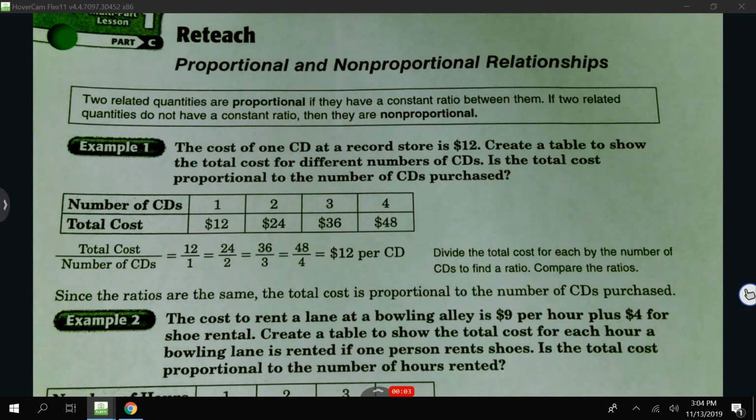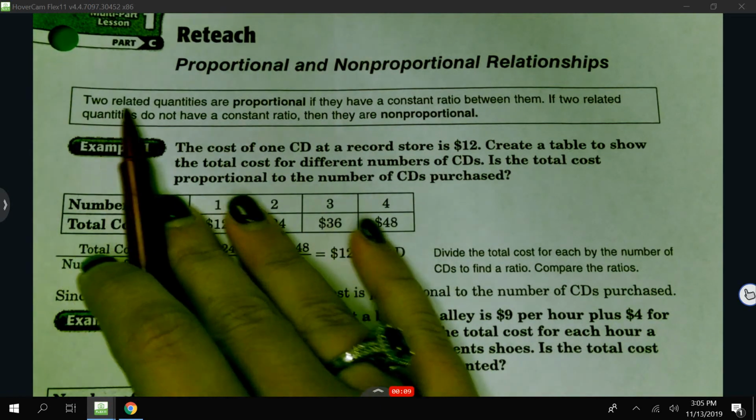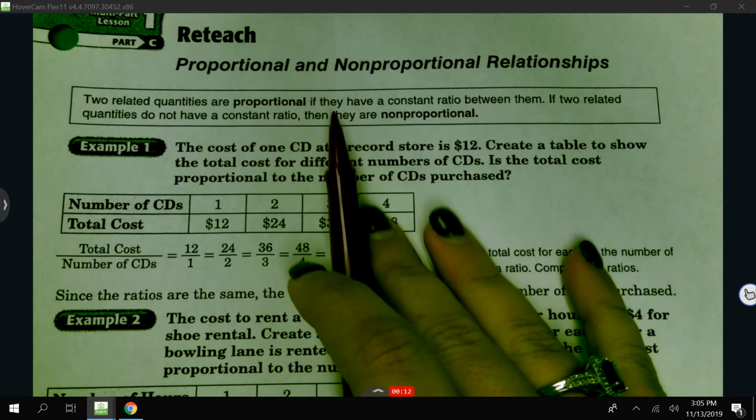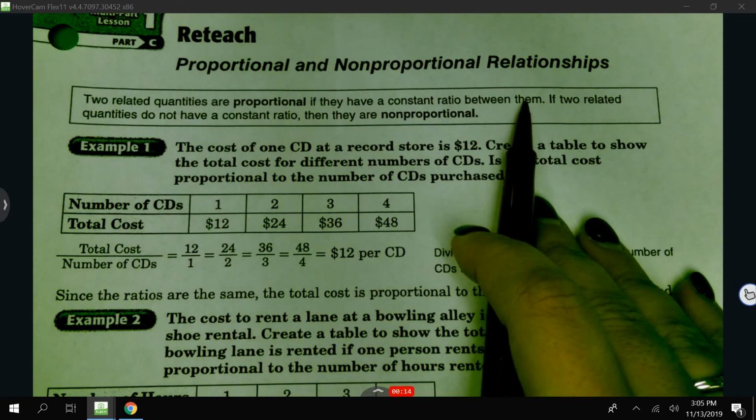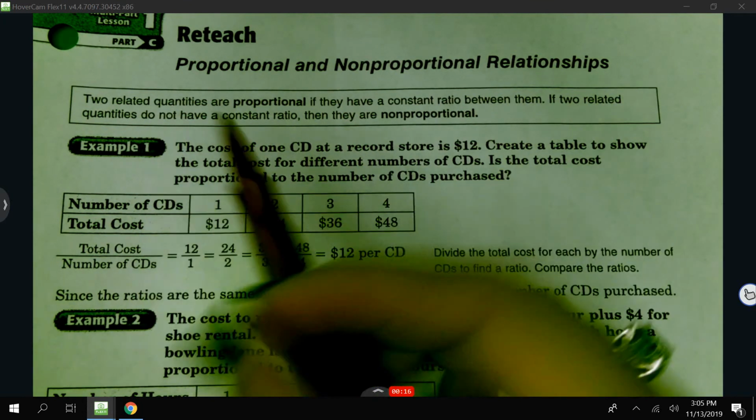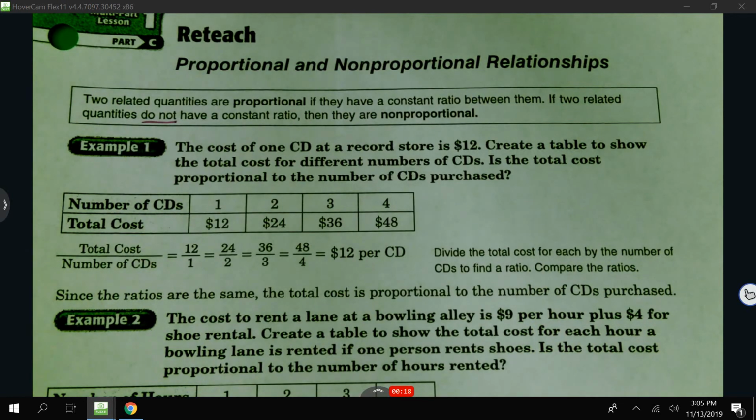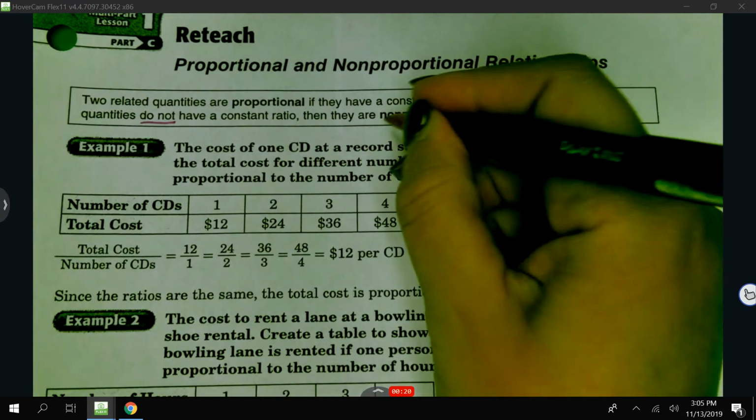Alright, hey guys, today we're going to be learning about proportional and non-proportional relationships. If you can read, it says two related quantities are proportional if they have a constant ratio between them. If two related quantities do not have a constant ratio, then they are non-proportional.